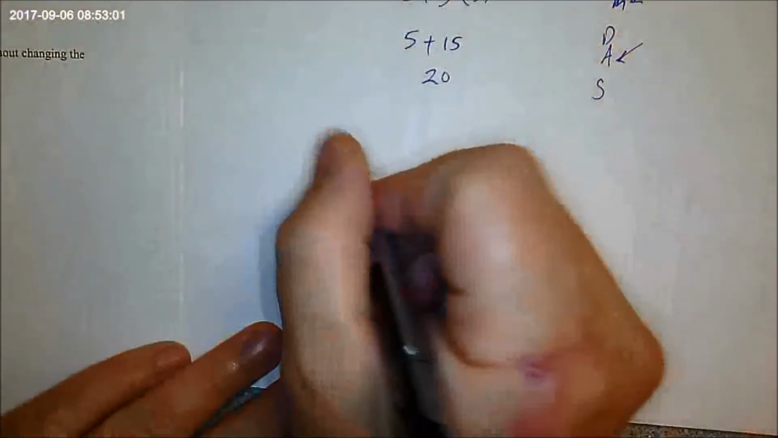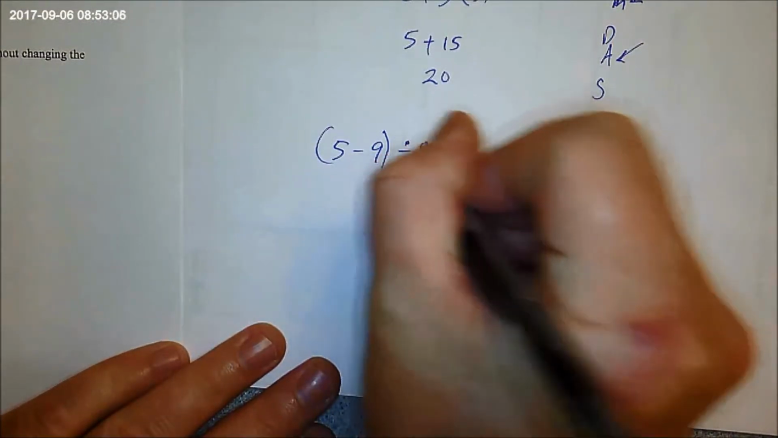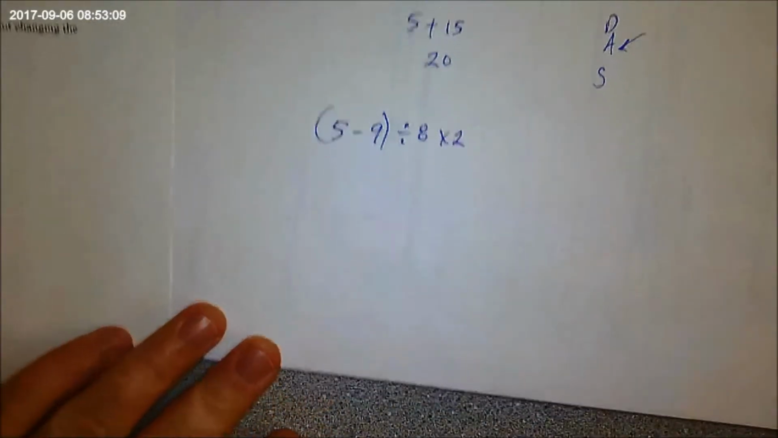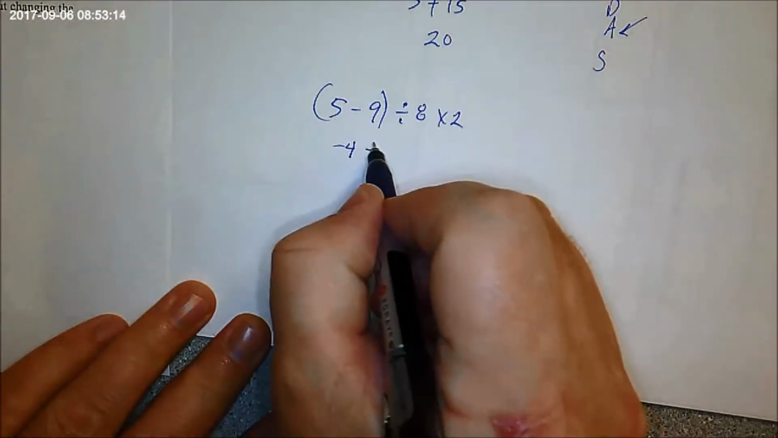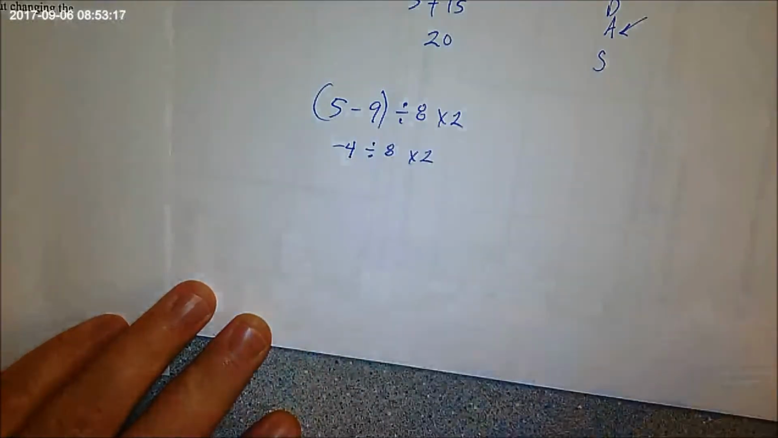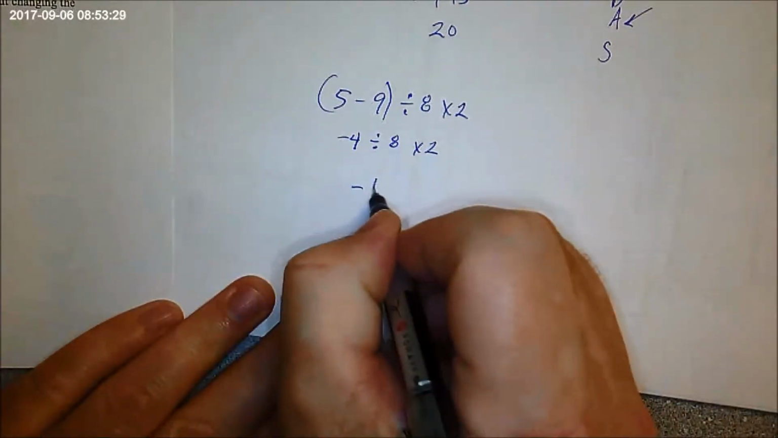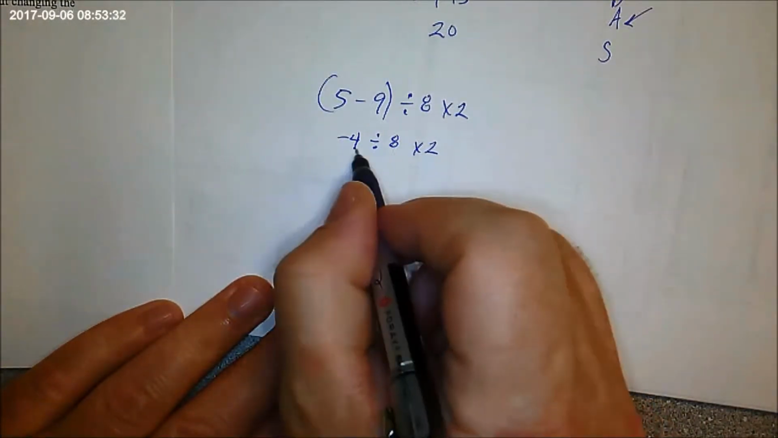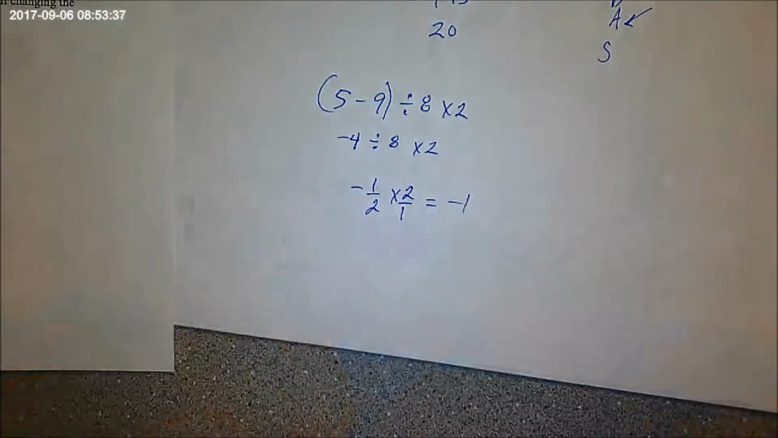What if I did 5 minus 9 divided by 8 times 2? This would be negative 4 right here, right, Ryan? What's negative 4 divided by 8? Yes, sir. 0.5 or 1/2? Either way. Negative 1/2, because a negative and a positive make a negative. Times 2. And you just put 2 over 1, that's negative 1. That's it right there.